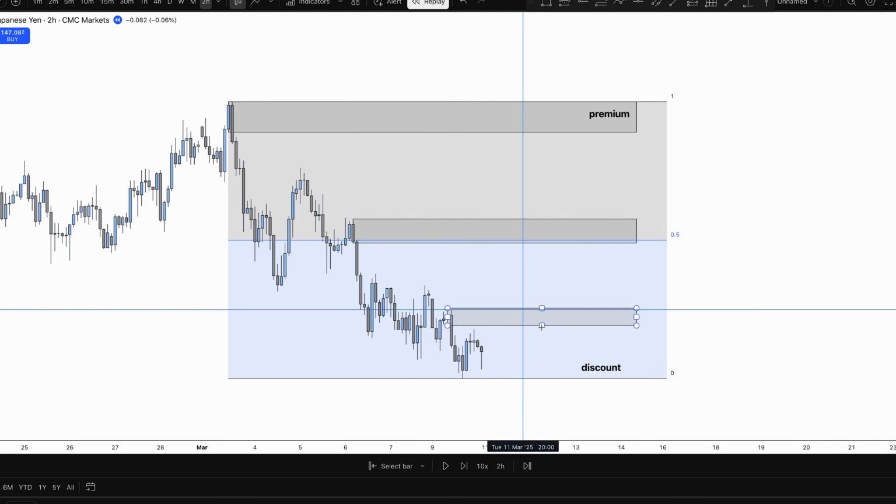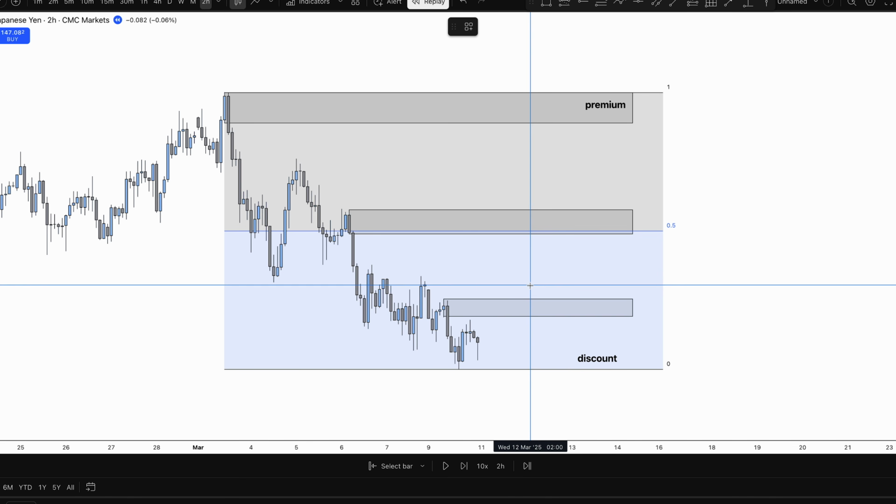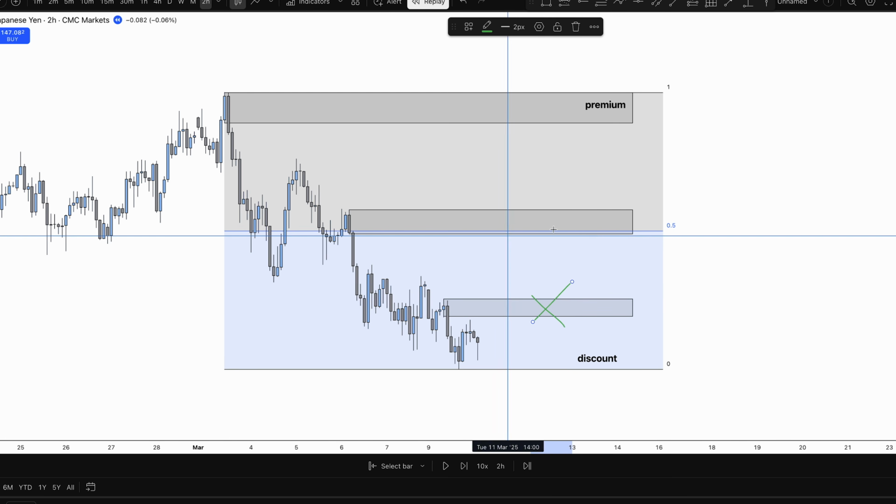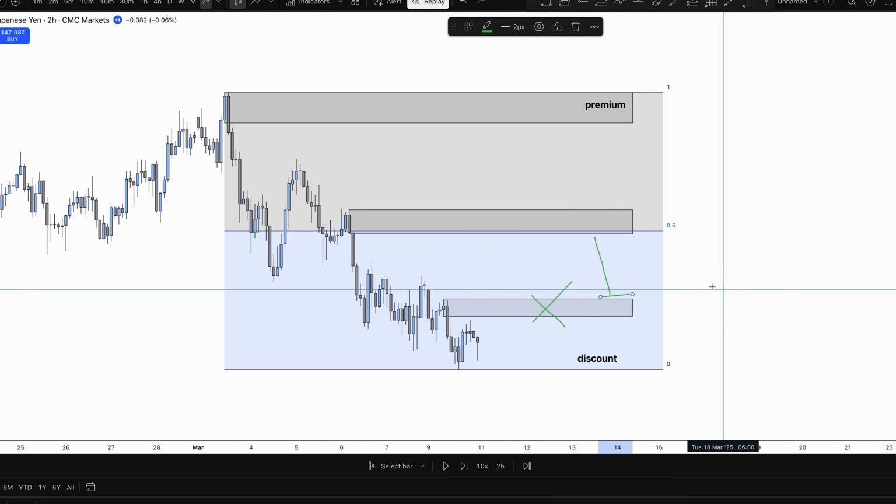Now, when we take a look at these three supply zones, well, we can see that this one is absolutely in the middle of the discount, a little bit further than halfway down the discounted price.